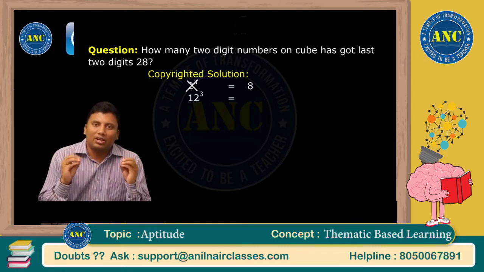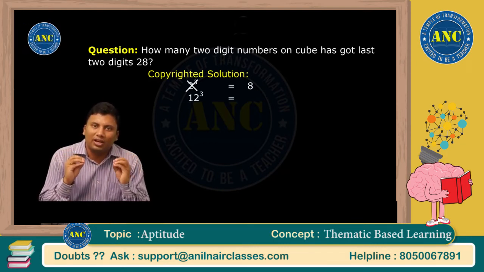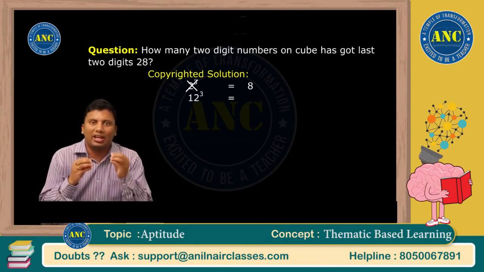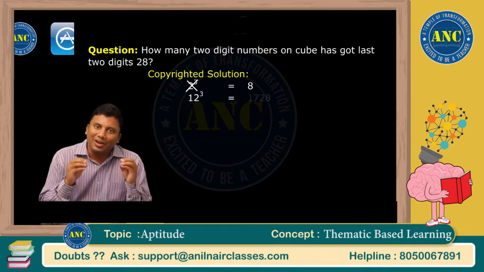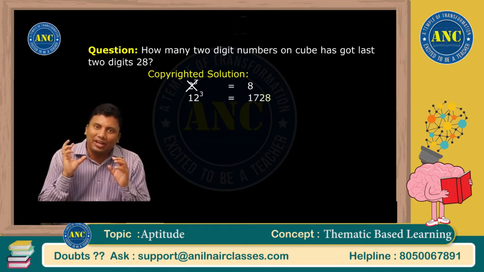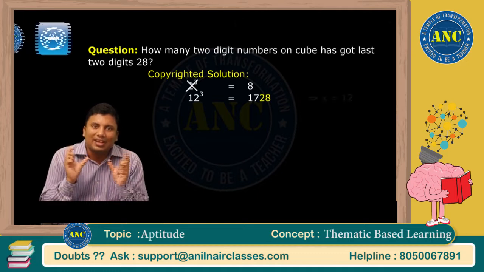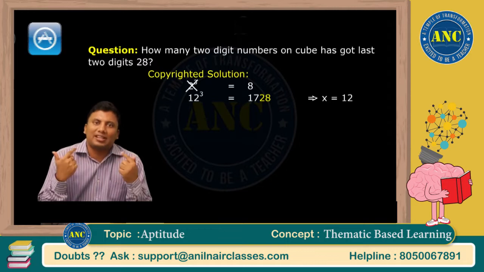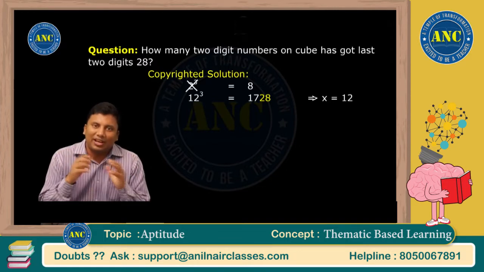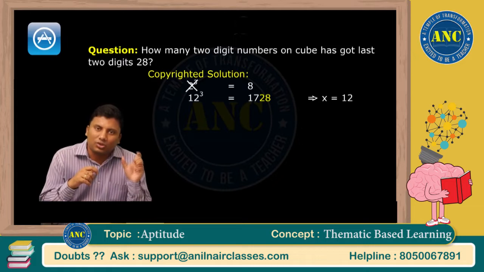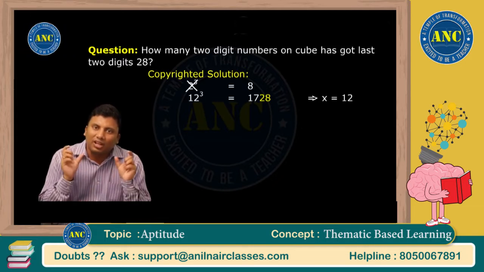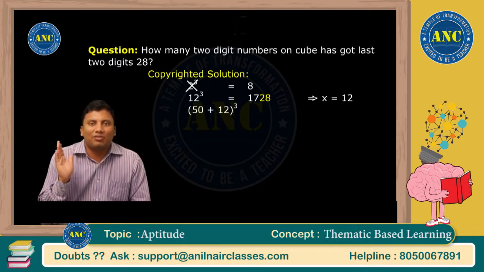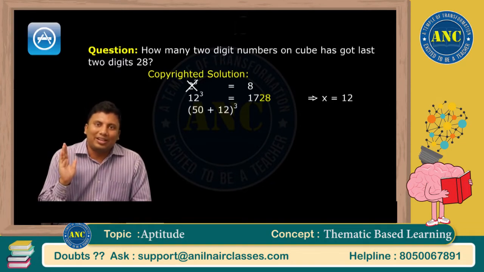12. 12 cube. To find the cube of 12, you have to use (a plus b) whole cube. If you use (a plus b) whole cube, you will get the answer, 12 cube as 1728. Yes, I require 28 at the last 2 digits. That means the x value is 12. If x is 12, x cube and (50 plus x) whole cube have the same last 2 digits when x is even. 12 is an even number. So 12 cube will give you 1728 with the last 2 digits 28. (50 plus 12) whole cube will also give you the last 2 digits 28 on cubing.